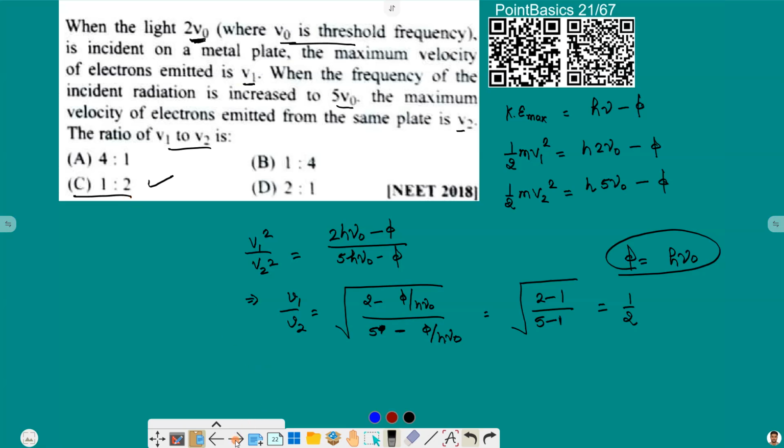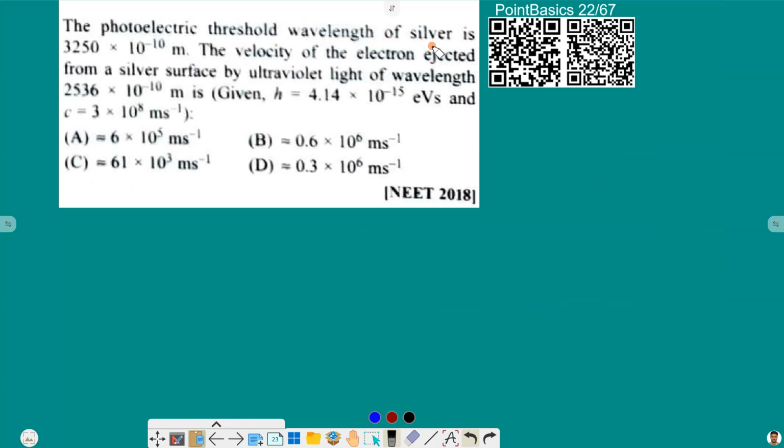Now let us move ahead. The photoelectric threshold wavelength of silver is given by this number. The velocity of the electron ejected from the silver surface by ultraviolet light of wavelength is to be found. We have to find out velocity, and that can be calculated as we know that kinetic energy maximum will be equal to h nu minus phi. Here threshold wavelength is given to us, so from that we can calculate the work function. So work function will be equal to hc by lambda threshold.